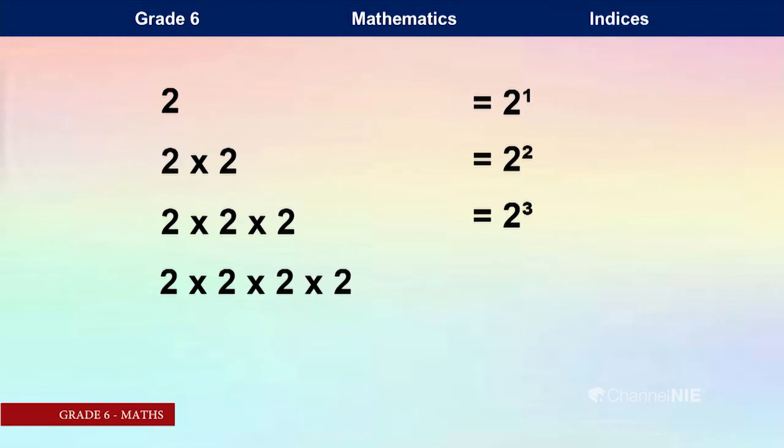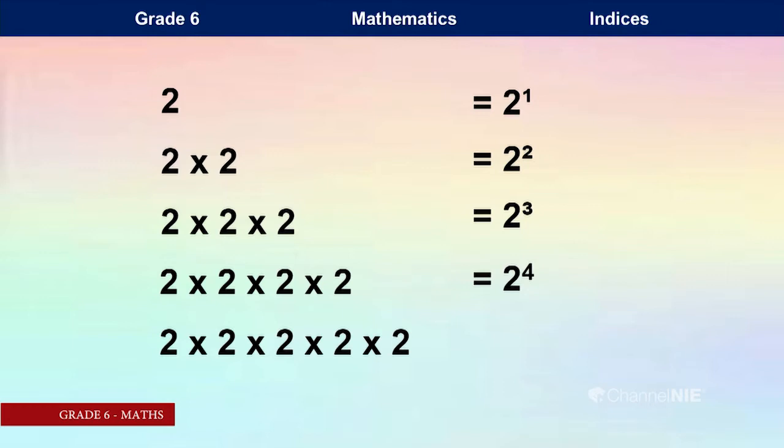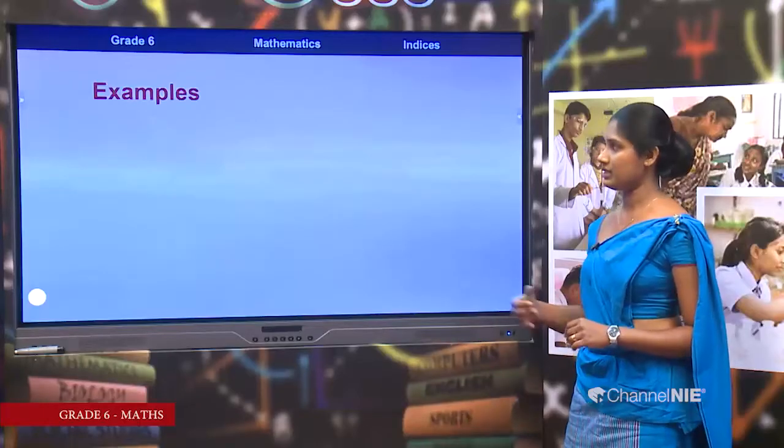Here how many 2's are there? You can see 1, 2, 3, 4. Then what is the index here and what is the base here? Base is 2 and index is 4. Very good. Then we'll see this one. Here how many 2's are there? Count it. 1, 2, 3, 4, 5. Then you can write it using index notation, that is 2 to the power 5. Here 2 is the base and 5 is the index.